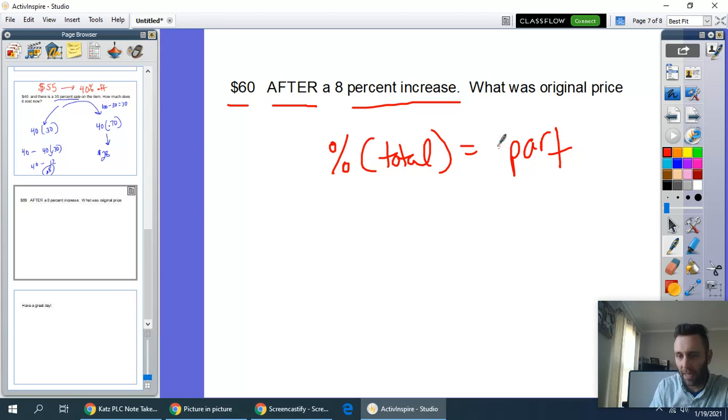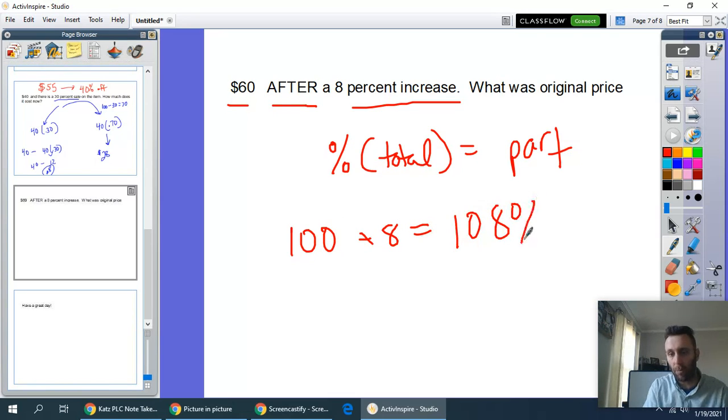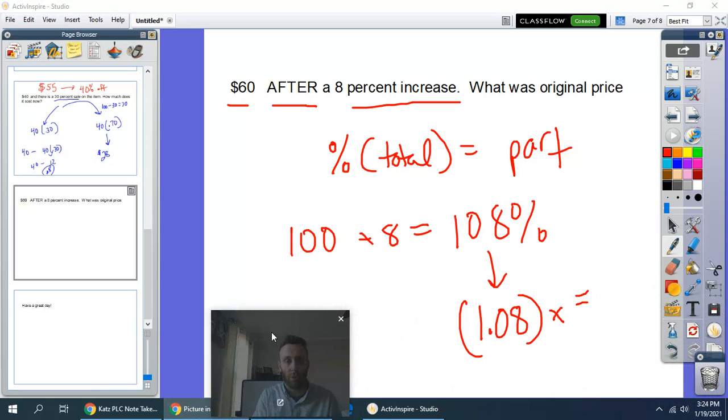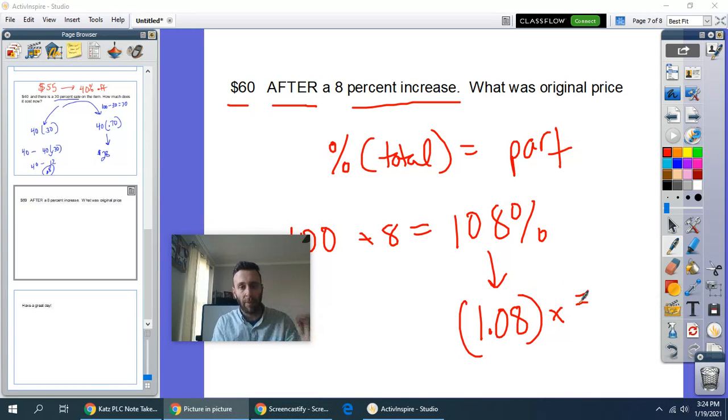We're still going to use the same kind of concept. The first thing is if you do an 8% increase, remember that means it was 100% plus an extra 8%, which means you're dealing with 108%. Well, remember, you can't multiply by the percent. You have to convert it to a decimal. So if you're thinking about this in an equation, 108% is 1.08, which you're going to multiply by an original amount, the total, but we don't know what the original amount was. So I'm just going to put an X right here because we don't know what it was. But we know that after we were done multiplying it by 1.08, after we put on the 8%, we got an answer of $60. Okay?